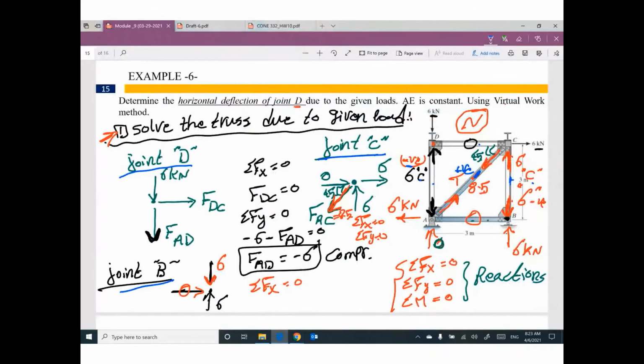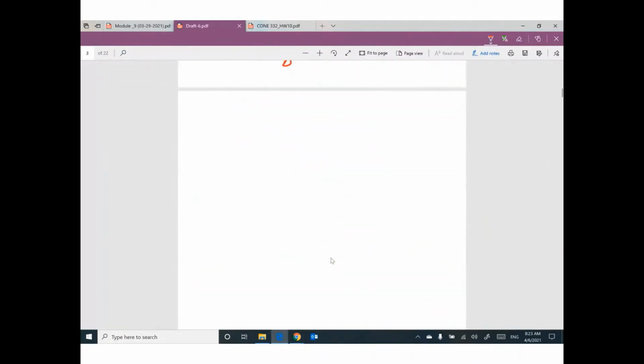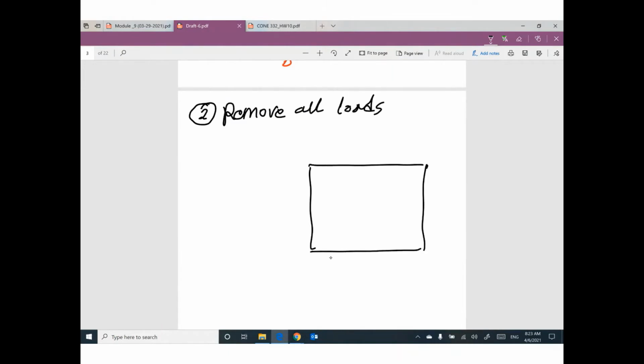Second step. Anybody remember what was the second step? Remove all loads. Here is the truss. I will remove everything. If you remove everything, reactions will be removed also. A, B, C, and D.